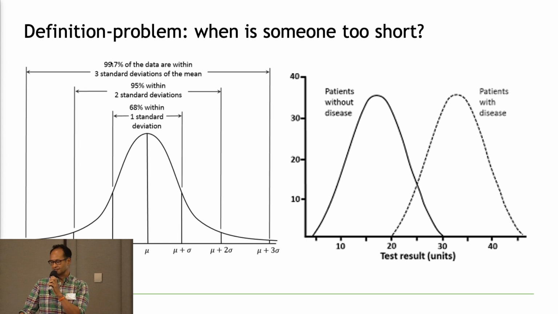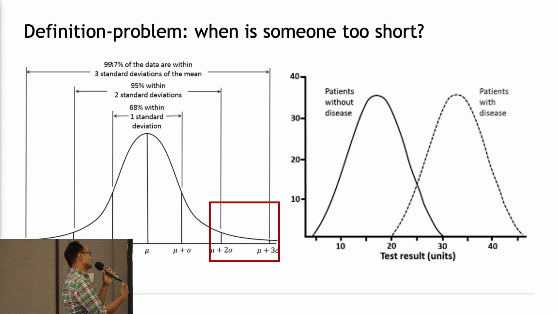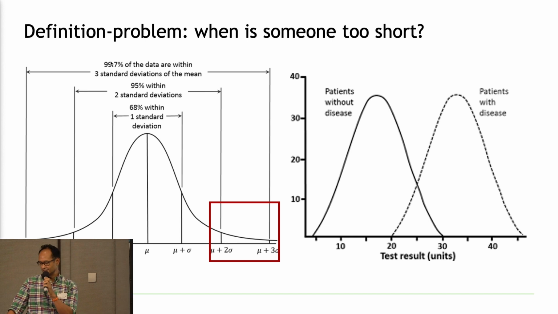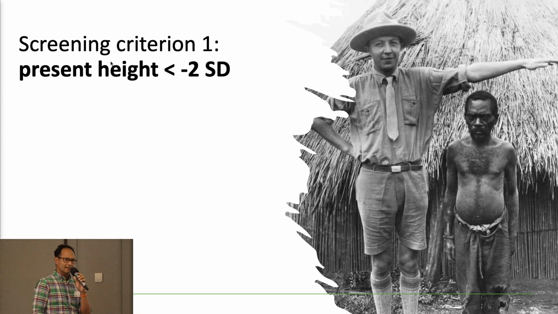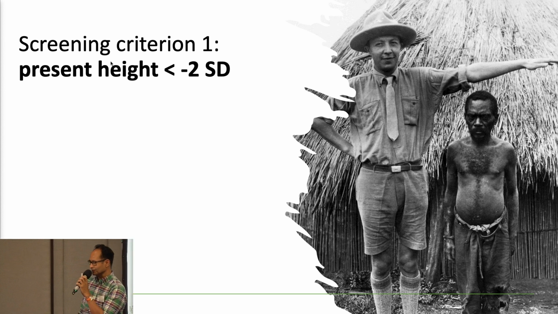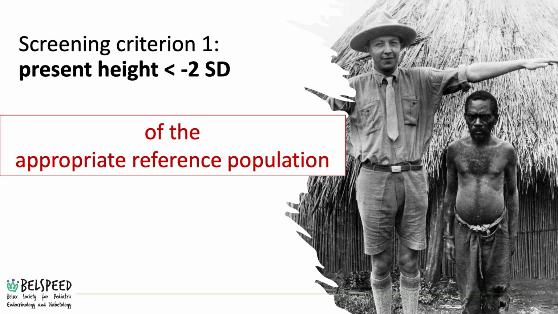So to make sure you don't miss anything, we decided that someone is too short when their height is under -2 SD. And I would like to stress that the present height is -2 SD, but also, as you can see on this slide, of the appropriate reference population. Because as you can see, this is a pygmy population, and it's a British colonist, I assume. There's a height difference, of course. So you need to have the appropriate reference population to define when someone is too short or not.